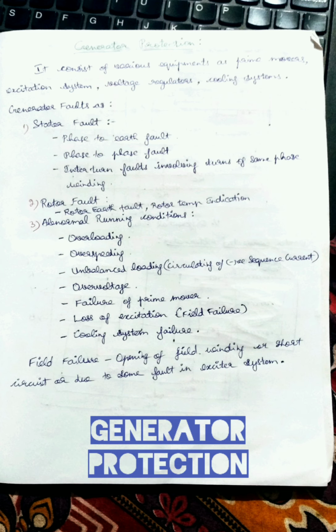Now we are going to see the general protections of the generators, which means the commonly taken protections in our generator system. The generator consists of prime movers, excitation systems, voltage regulators, and cooling systems. So this all comprises parts of your generator.